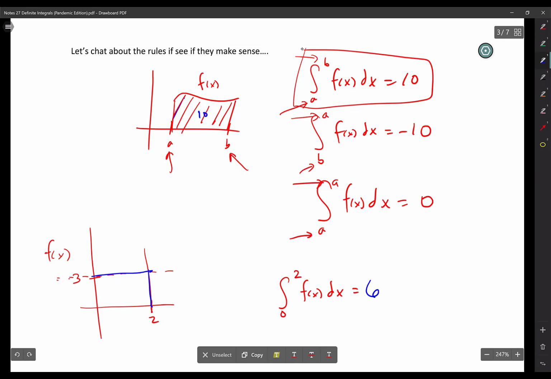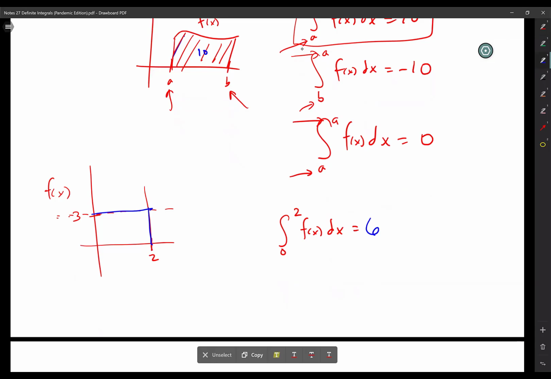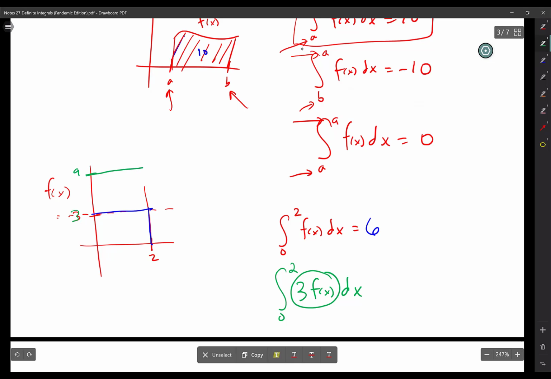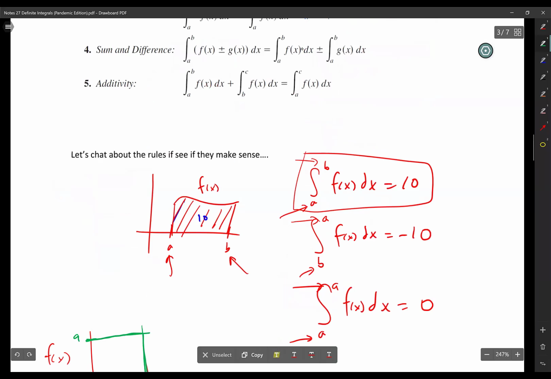Okay. Now look what happens if I go integral, and let me choose a different color, integral 0 to 2 of 3 f of x. Well, that 3 f of x just means I was at 3. What's 3 times 3? 9. So now I'm up here at 9. So now it's the area of this green rectangle. See? So what is 9 times 2? So what does rule number 3 say?